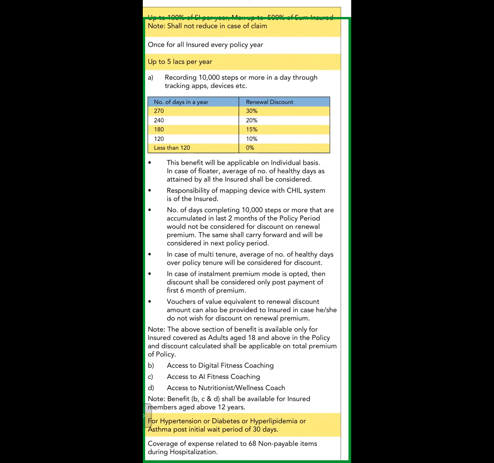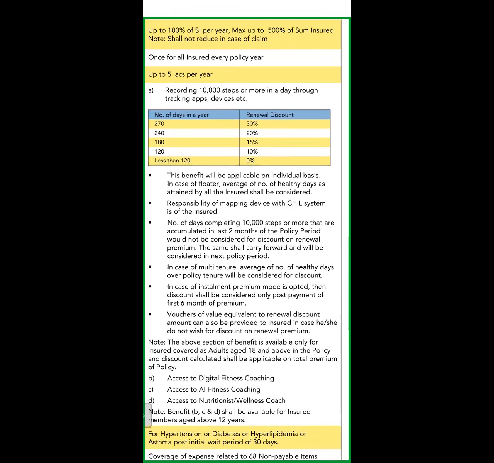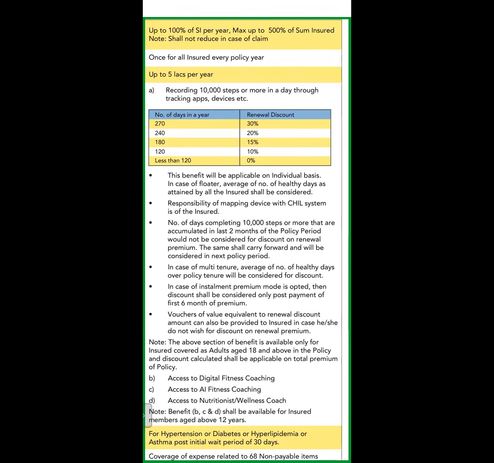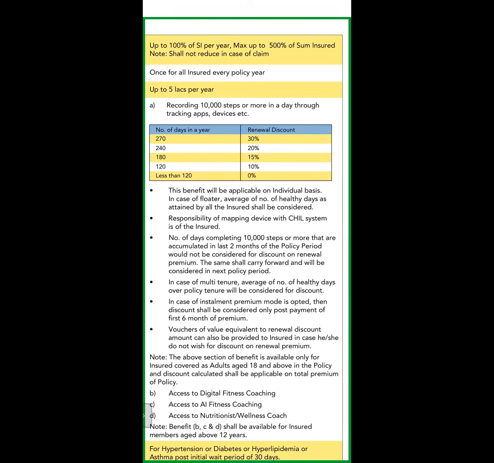So let's take an example: a family of 4, husband and wife both are 18 and above, children are less than 18. So in that case, only husband and wife should have the respective mobiles. They should download the Care Customer app, log in, and track individually. Even husband should walk for 10,000 steps, wife should also walk for 10,000 steps.